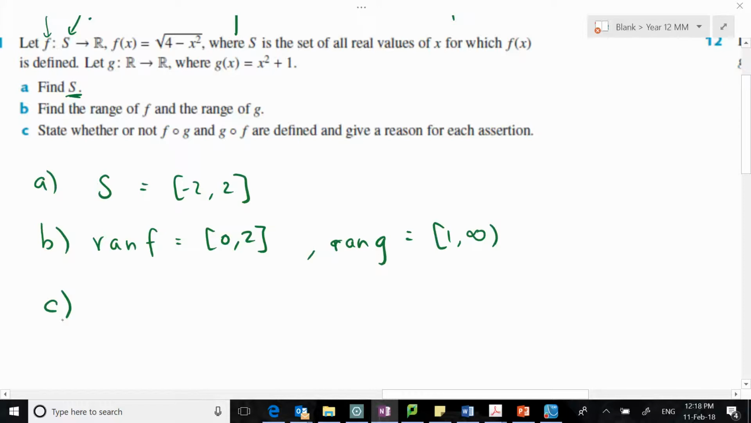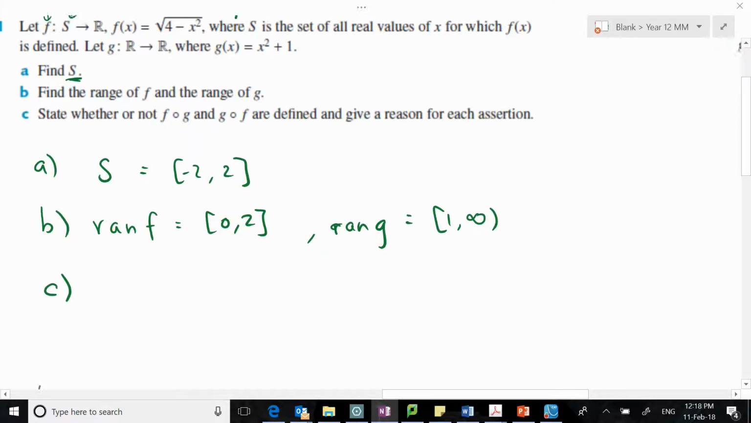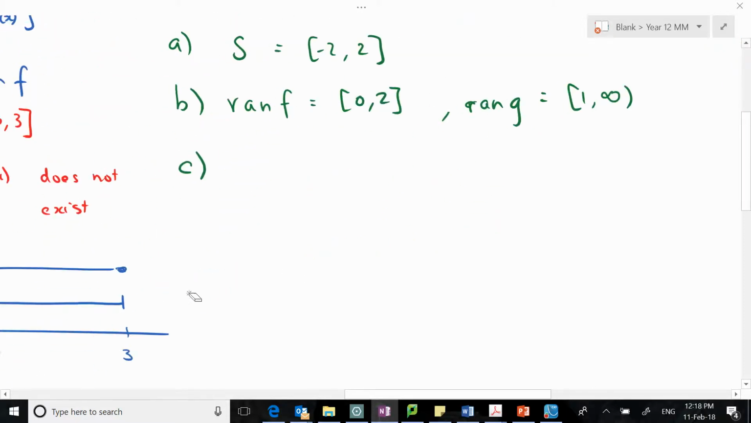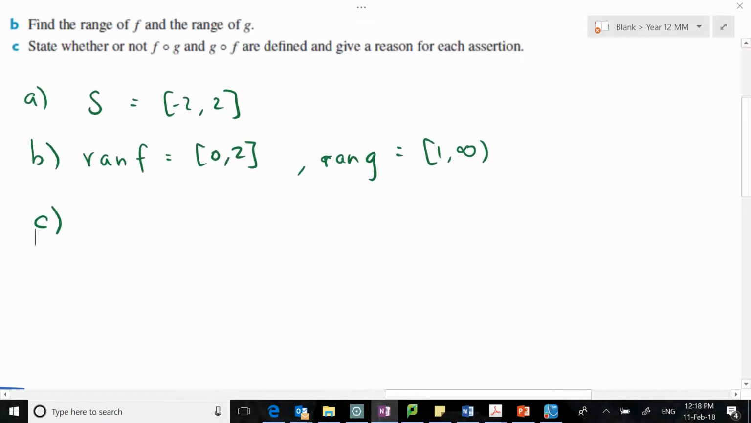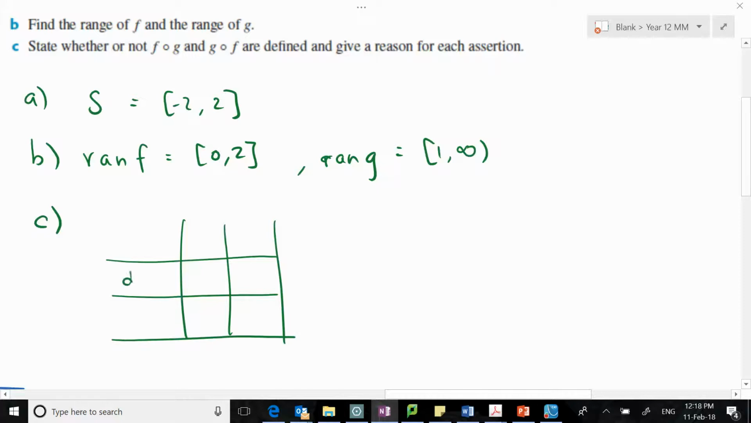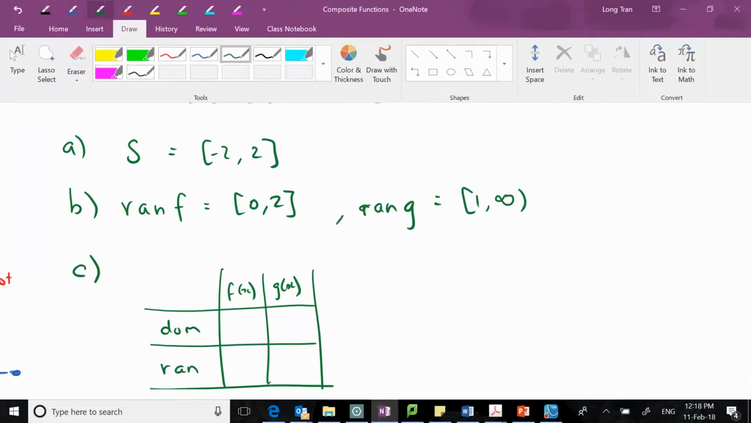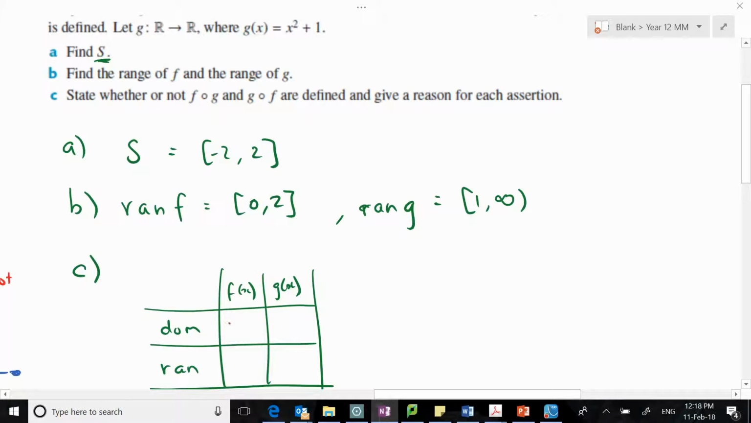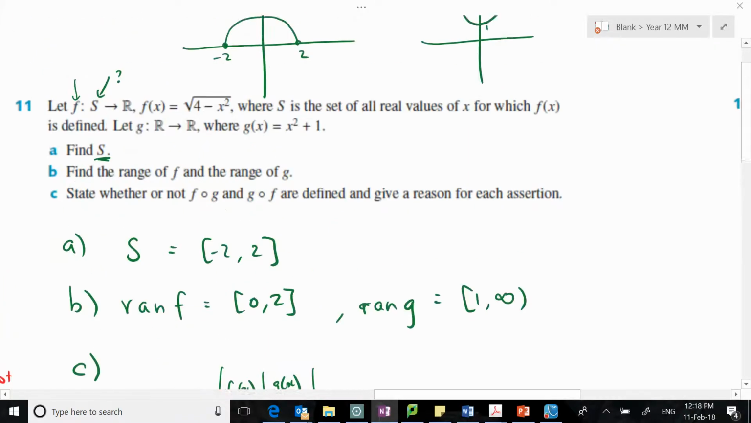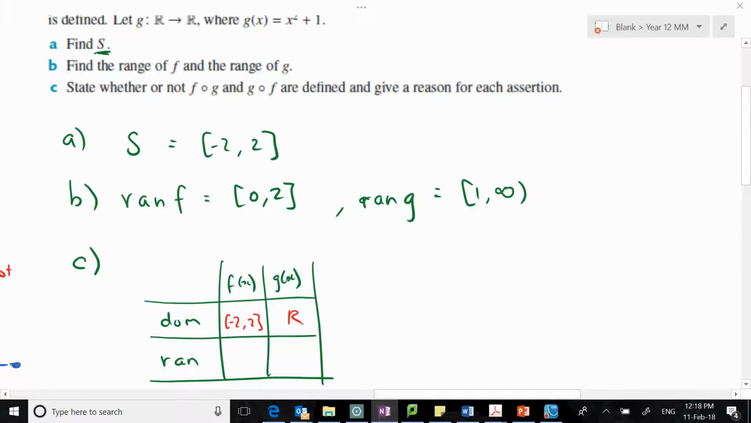And then C. State whether or not f of g or g of f are defined and give a reason for each. Every time I'm doing these kind of questions where you have to determine whether something is defined or not, I like to do this. You've got your domain, your range, f of x, g of x. The domain of f is -2 to 2, the domain of g is R. And the range of f is 0 to 2, and the range of g is 1 to infinity.